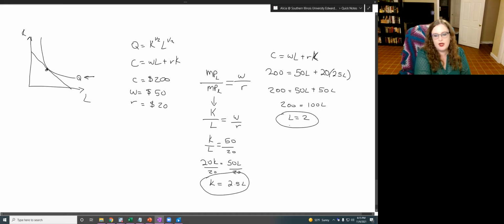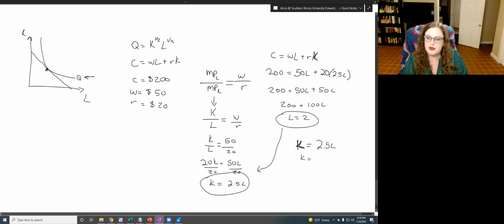Okay, well, then let's go ahead and plug that back into the equation that we had earlier, where we were looking at this relationship between labor and capital. If we wanted to know our capital, because now we need to know our K, let's plug this back in. I don't know why I can't write K today, but apparently I can't. That's just going to be 2.5L. So K equals 2.5 times 2. K equals 5. All right.